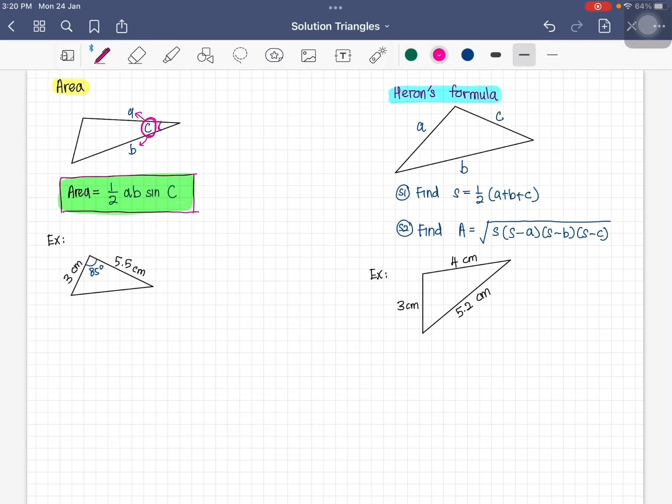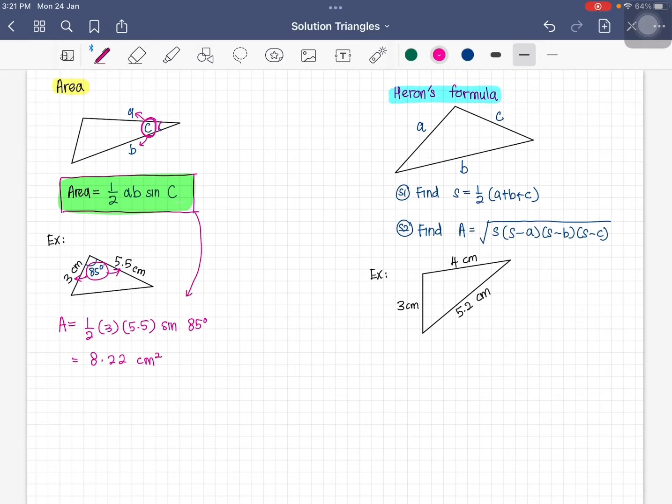In this example, we see that 85 degrees is between 3 and 5.5. Therefore, we can directly use the area formula, which is half times a, which is 3, times b, which is 5.5, times sine of 85 degrees. That is 3 over 2 multiplied by 5.5 multiplied by sine 85. Therefore, I've obtained the area as 8.22 centimeters squared, directly from this area formula.